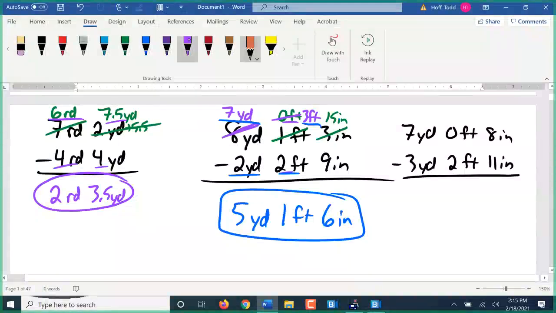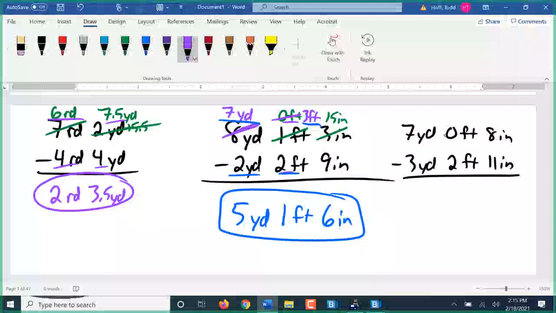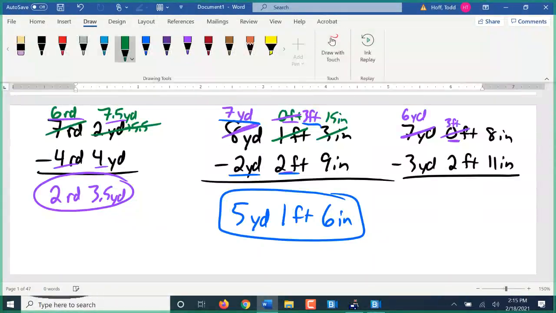So we start out, 8 inches minus 11 inches can't be done. So we need to borrow. But there's no feet here. So we're going to have to borrow all the way from the 7 yards, making that 6 yards. That'll make this 3 feet. We're going to borrow from that 3 feet to make it 2 feet.